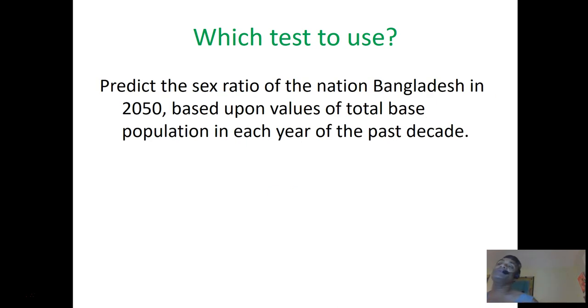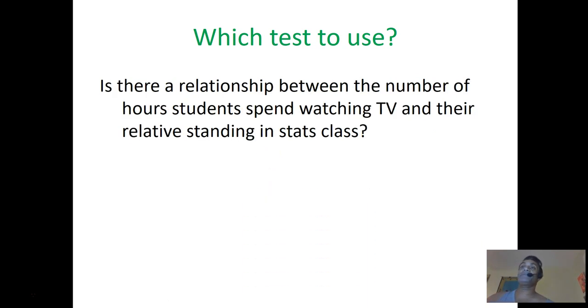Predicting the sex ratio of the nation of Bangladesh based upon values of total base population in each year. Okay, prediction, so automatically you know it's regression. The question is, what kind of regression? Well, you've got several predicting variables here. You've got base population of each year the past decade. That's 10 continuous variables predicting 1. That's a multiple regression, my friends.